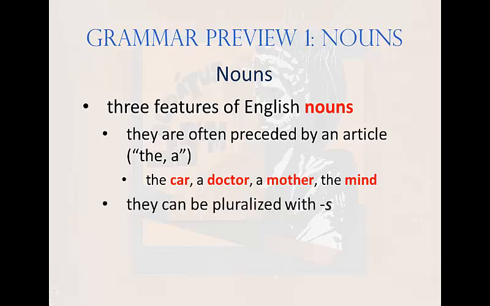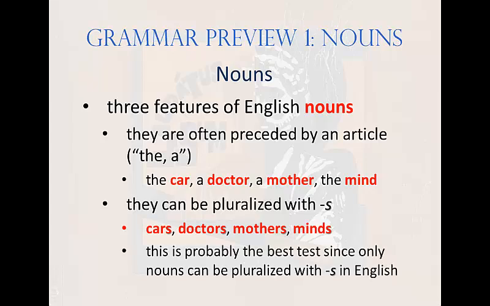2. The vast majority of nouns in English can be pluralized with s. Cars, doctors, mothers, minds. This test, the plural s test, is probably the best and easiest way to check if a word is a noun. In other words, if you can pluralize it with s, it's all but definitely a noun.